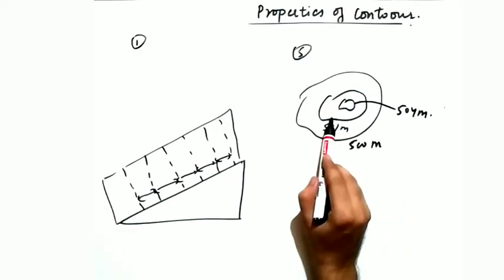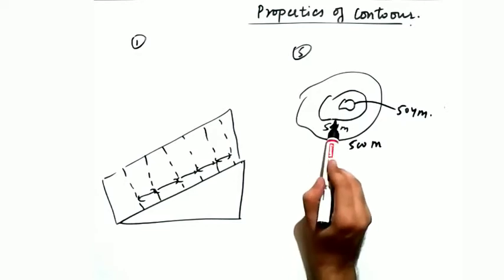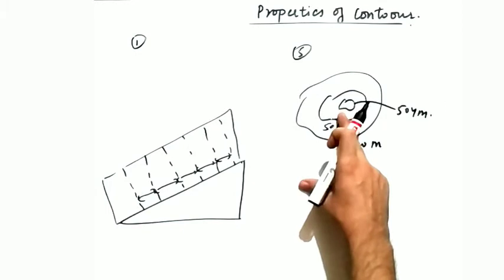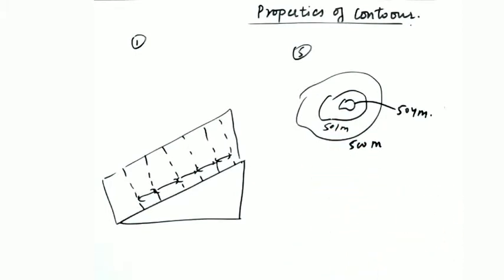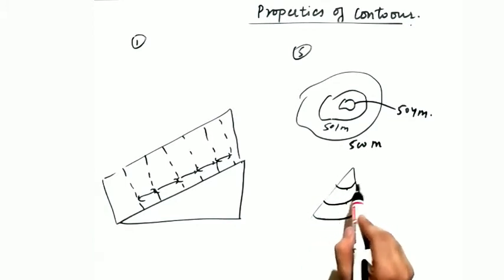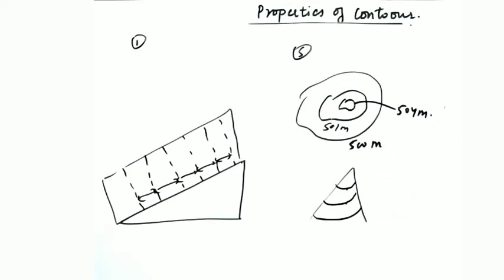Since the second contour that is inside it will be at a higher elevation as compared to this, and the innermost contour will be at the maximum elevation. So this is only possible in case of a hill. This is the first contour. This is the second contour above this contour, and this is the third contour, that is the 504 meter contour. So this is indicating a hill.